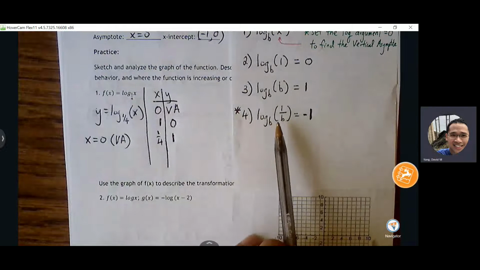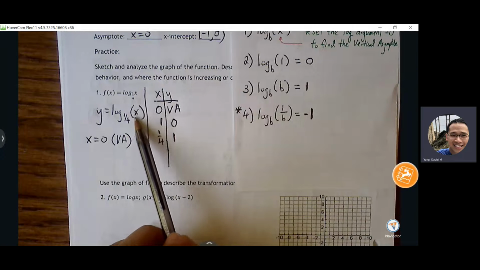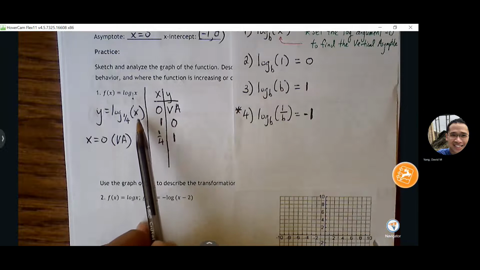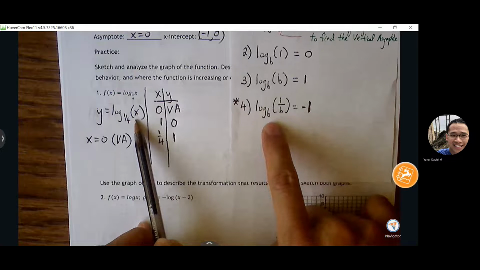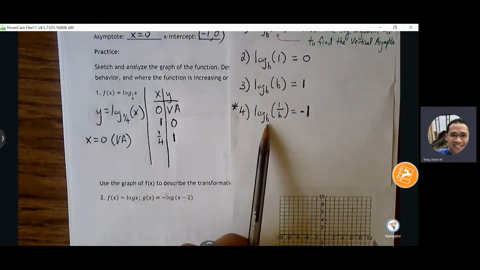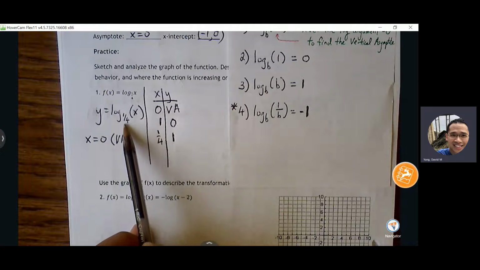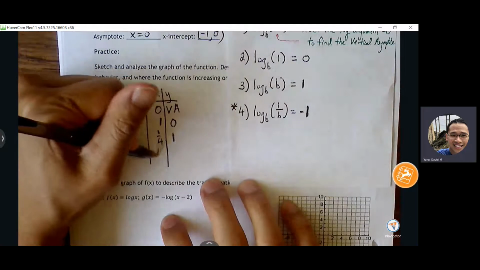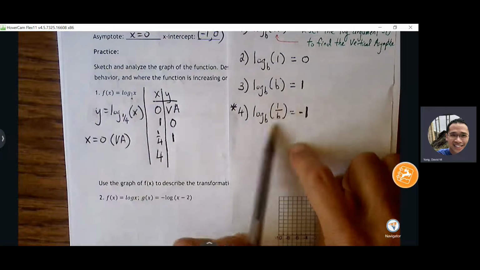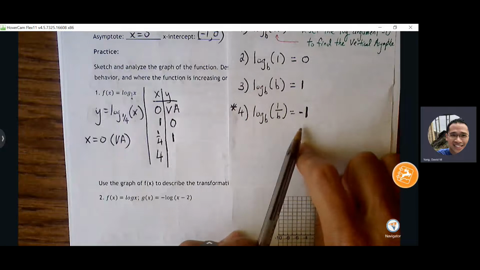And what value can I choose for x that will cause this property to work? Let x be what? So 1 over b means take the reciprocal of my base. What's the reciprocal of my base? 4. So the reciprocal of my base will cause this value to all be equal to what? -1.